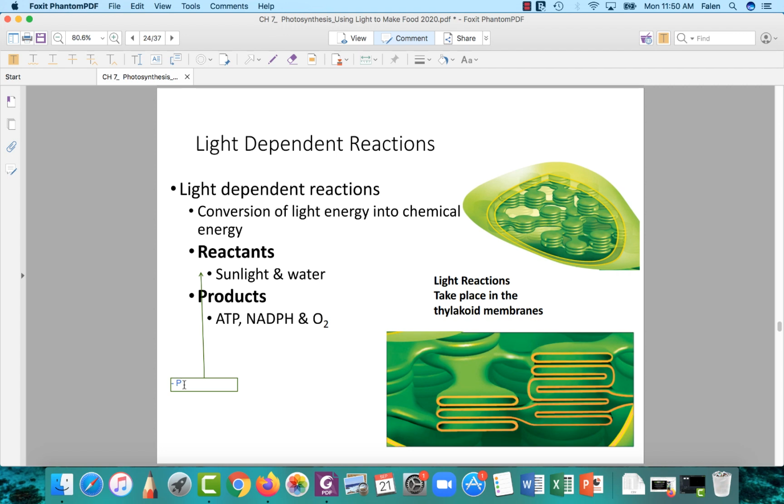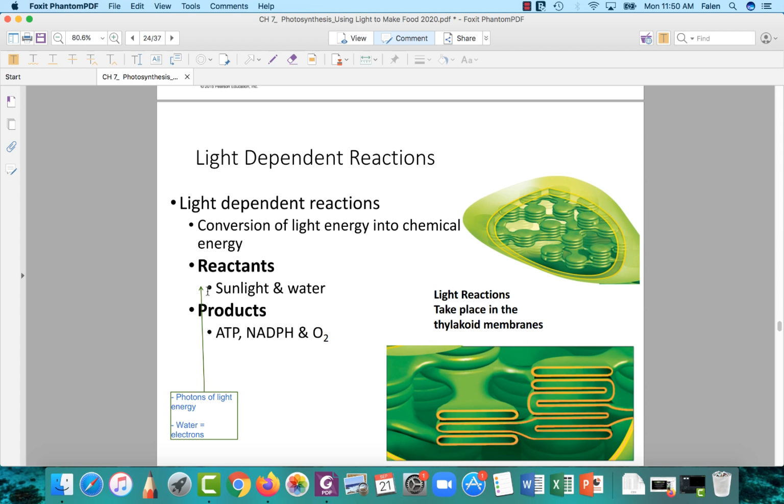Okay, the sunlight is going to deliver photons of light energy. What is the water for? Water is going to give us electrons. Okay, so we need that. Those are the reactants, technically, for light reactions. Okay, the products: ATP, NADPH, and then finally the byproduct, oxygen.